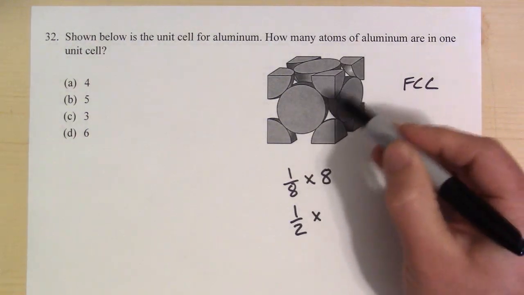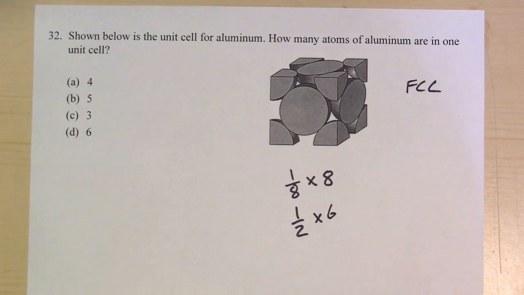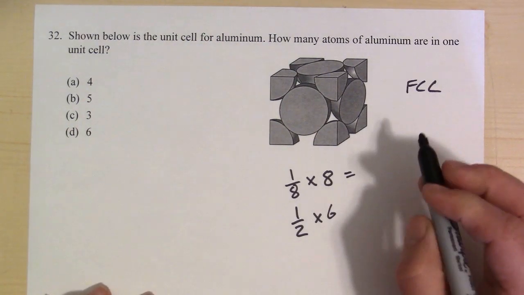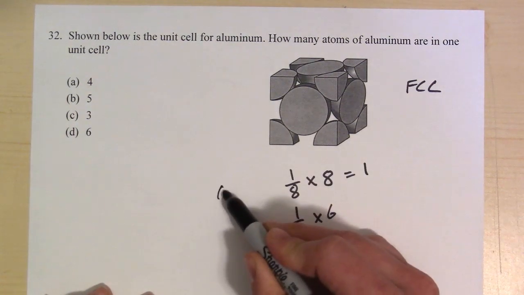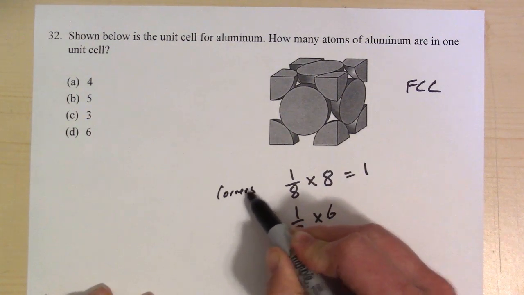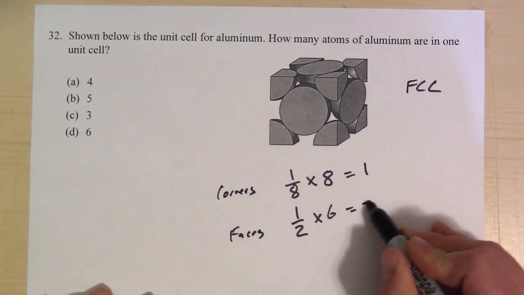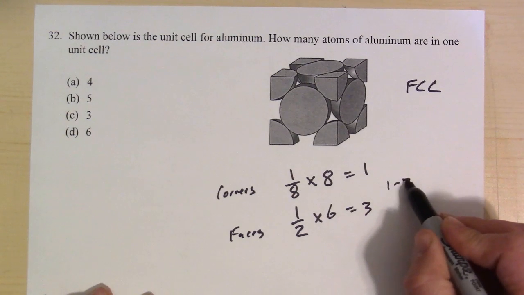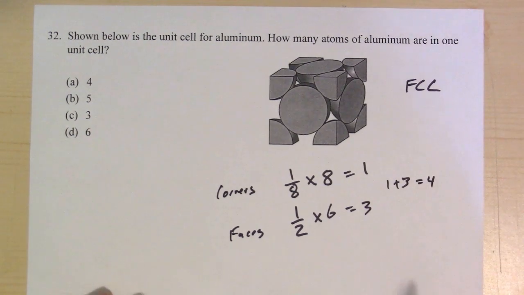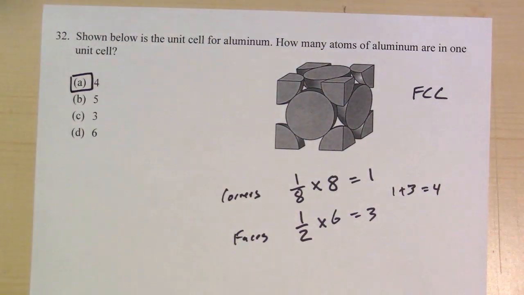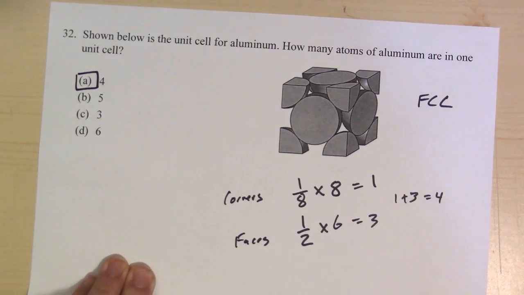There's 6 faces on our cube, so 1/8 times 8 is equal to 1, so that's for the corners. This is for the faces. 1/2 times 6 is equal to 3. 1 plus 3 is equal to 4, so there should be 4 aluminum atoms. That matches with answer choice A here. So 32. Aluminum has 4 atoms in the unit cell drawn here.